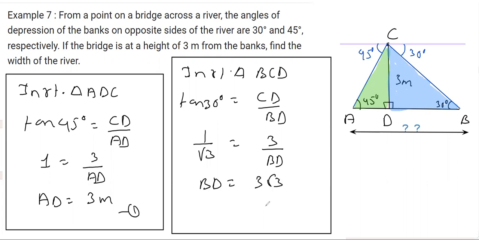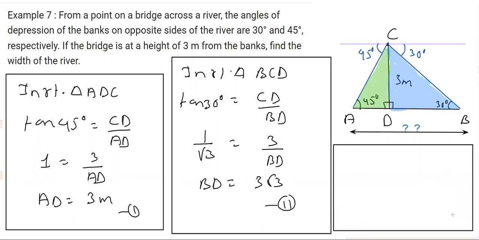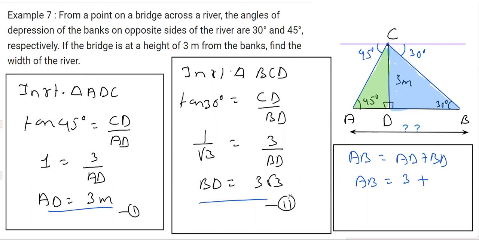Now, once we get the length of these two, we can see that we have to get the length of AB, and from the figure it is clear that AB can be obtained as AD plus BD. AB is what we have to get. AD we have calculated as 3 meters, so we can write 3 here, and BD from here is 3 root 3. Later on, we can take 3 common and write this as 3 times (1 plus root 3), or root 3 plus 1, meters. And that will be the width of this river.